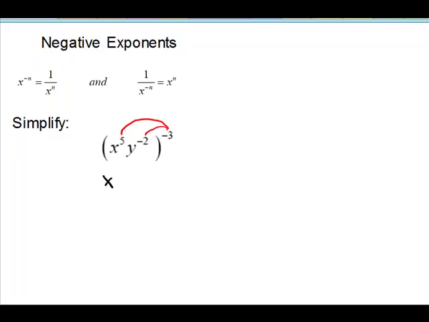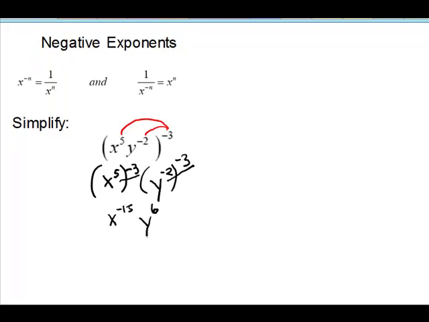So we have x to the 5th to the negative 3rd, and we have y to the negative 2nd to the negative 3rd. And remember, power to a power, keep the base and multiply the exponents. So I get x to the negative 15. And on the y, notice you have two negatives. That's going to give you y to the positive 6.